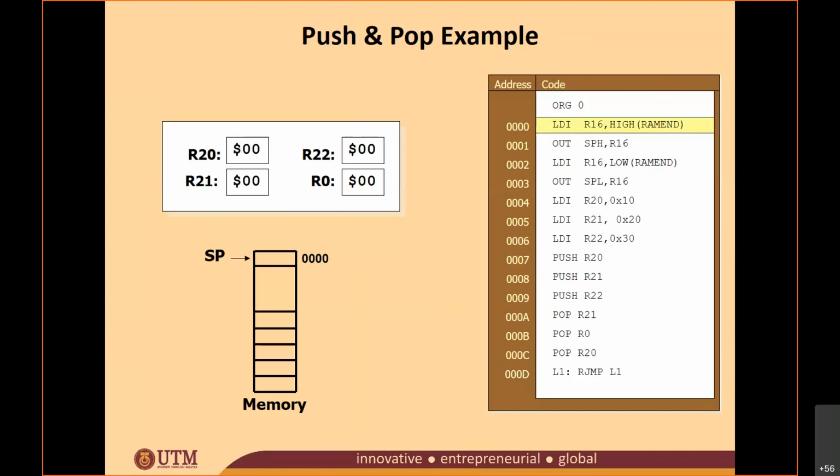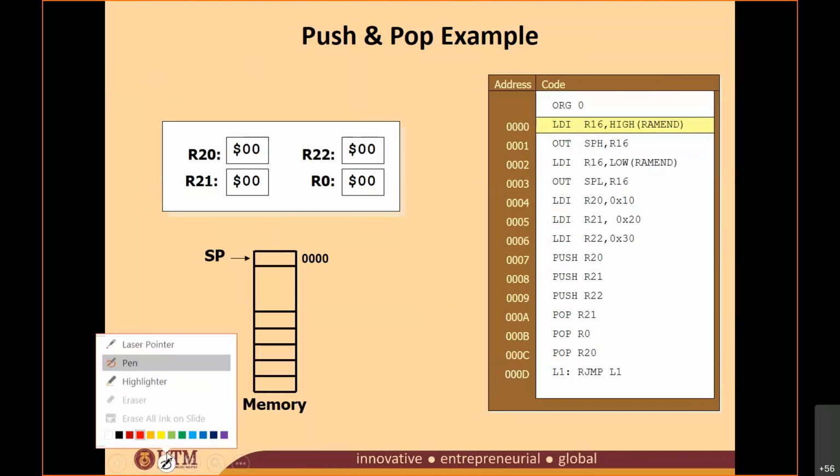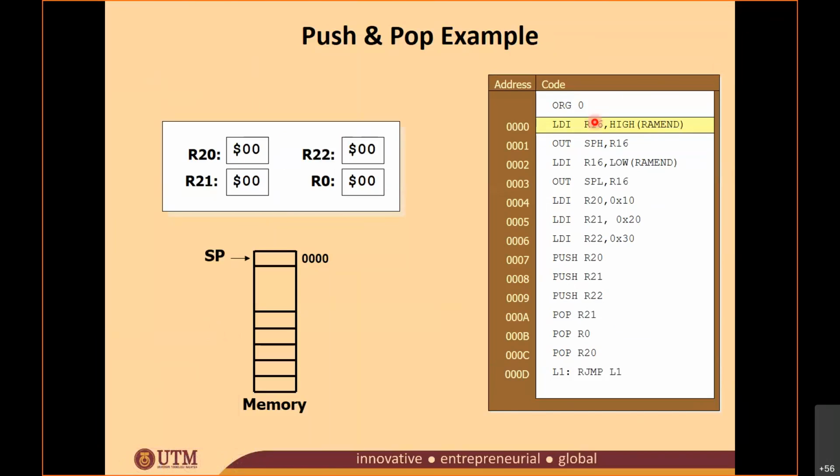Okay, so this is another example. You see here, this is the program. The first 4 lines here are used to initialize the stack pointer, and then after that you load the value 10 to R20, 20 to R21, and 30 to R22. Okay, so let's look line by line.